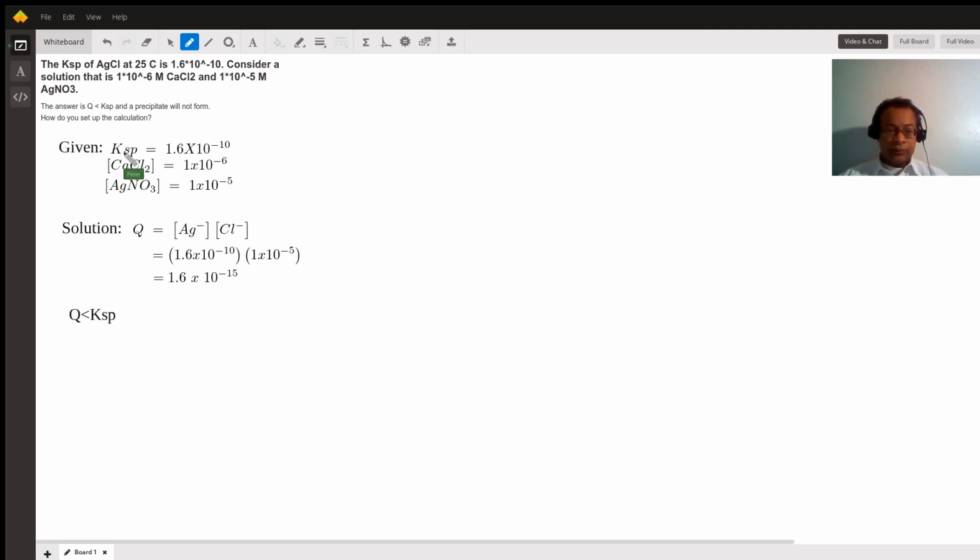When you take what's given, you know the Ksp, you know the concentration of CaCl2 and the concentration of AgNO3. So you want to calculate the reaction quotient. You take the solution in ionic form, you multiply the two concentrations, and that'll give you the reaction quotient. The reaction quotient is less than the solubility constant, so you will not get a precipitate.